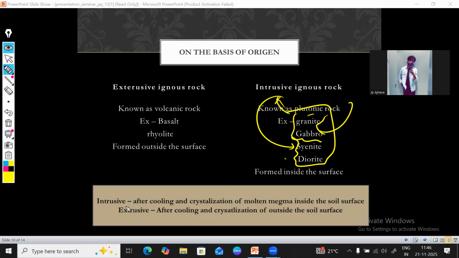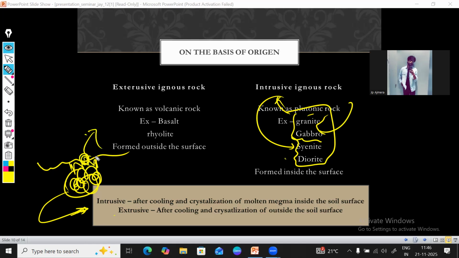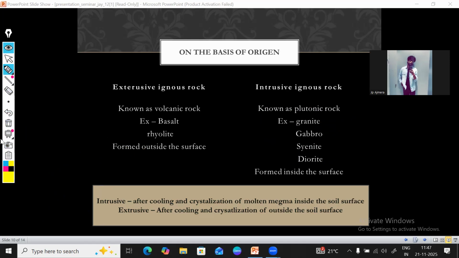All right. Intrusive rock forms after cooling and crystallization of molten magma inside the soil surface, right? The molten magma gets cooled down inside the soil surface. That's why we know that particular rock is an intrusive igneous rock, right? And when the molten magma breaks the earth surface and goes outside into the atmosphere and gets cooled down by interaction with the temperature and environment, then deposits on the surface and the new rock is formed, that is known as an extrusive igneous rock. All right, I hope it's clear to you. Let's move to the next one. It's going nice.